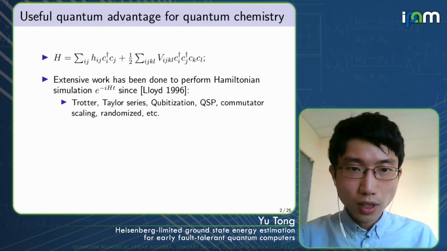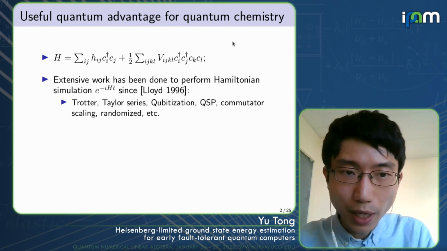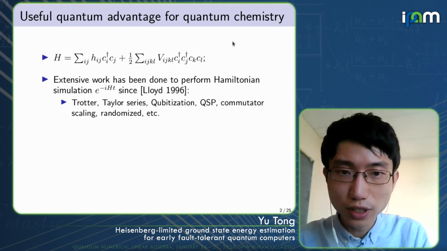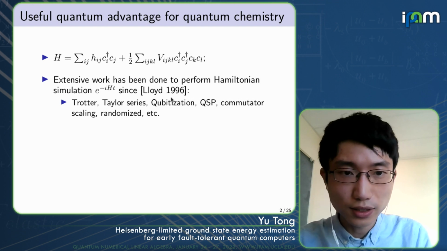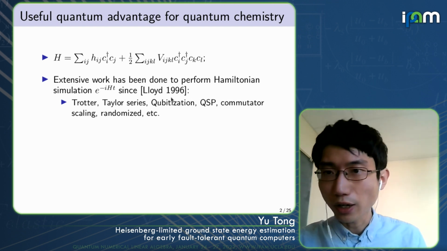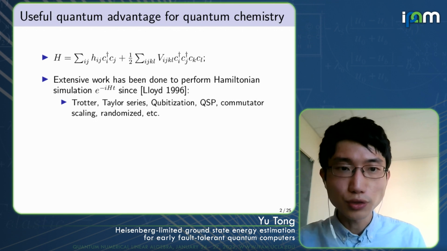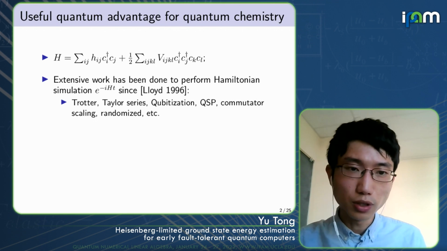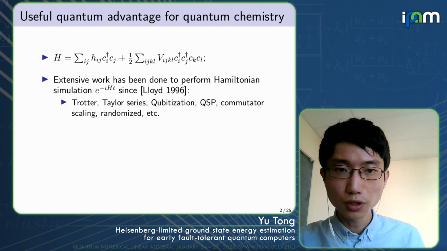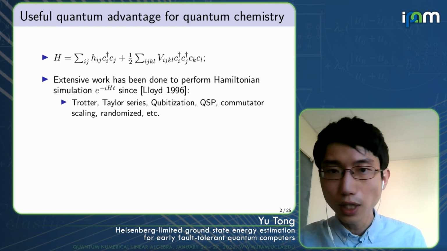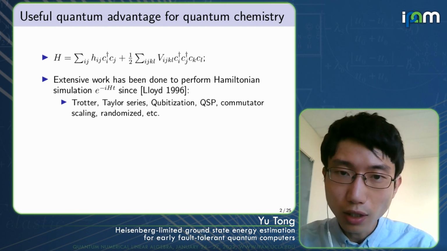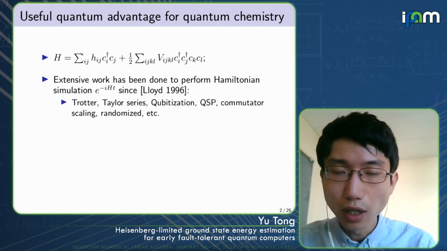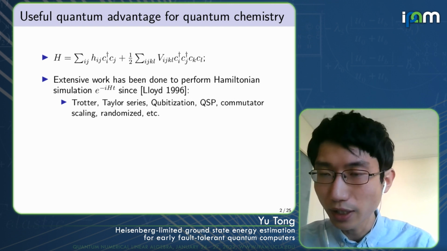Extensive work has been done to perform Hamiltonian simulation, e to the minus iHt, ever since this seminal work by Seth Lloyd in 1996. And over the years, many algorithms have been developed to solve this simulation problem. First, people considered Trotter and the Taylor series, qubitization, etc. And the state-of-the-art algorithms have reached a kind of complexity scaling that almost matches the lower bound. So we cannot really improve the scaling substantially.